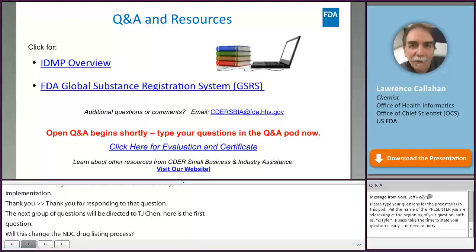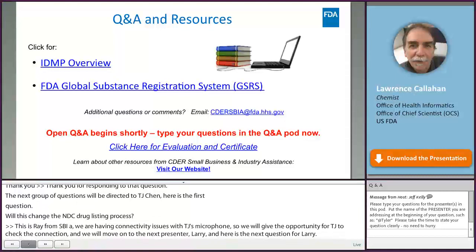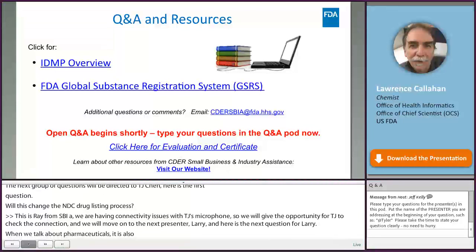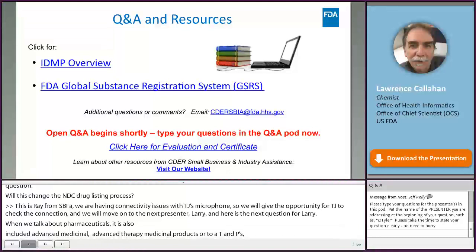When we talk about pharmaceuticals, it has also included advanced therapy medicinal products, or ATMPs, such as Kymriah 1.2 times 10^6 to 6 times 10^8 cells dispersion for infusion. Can you respond to this, please?